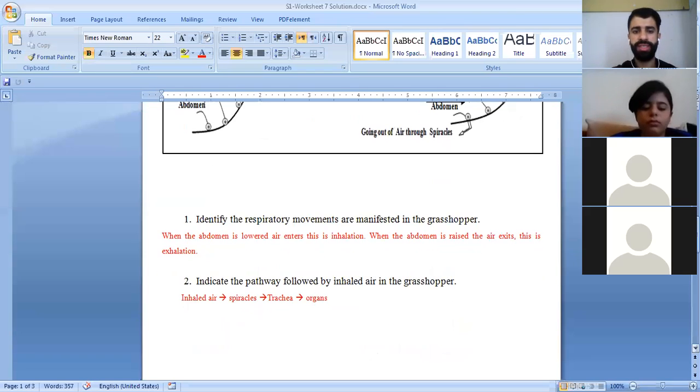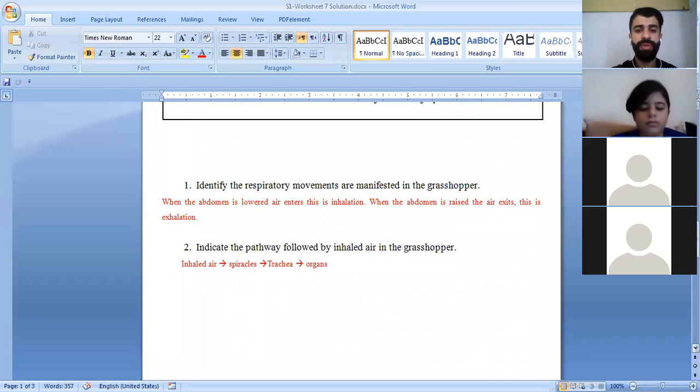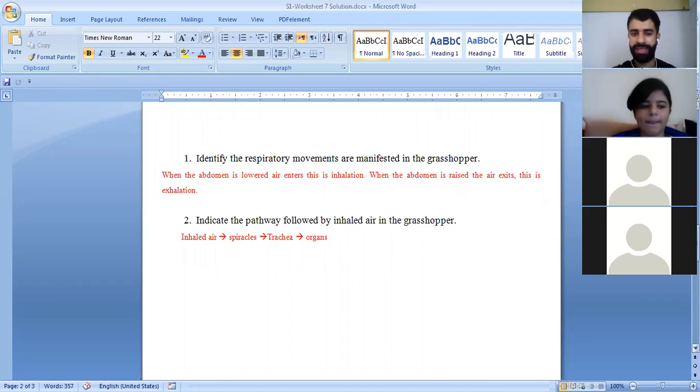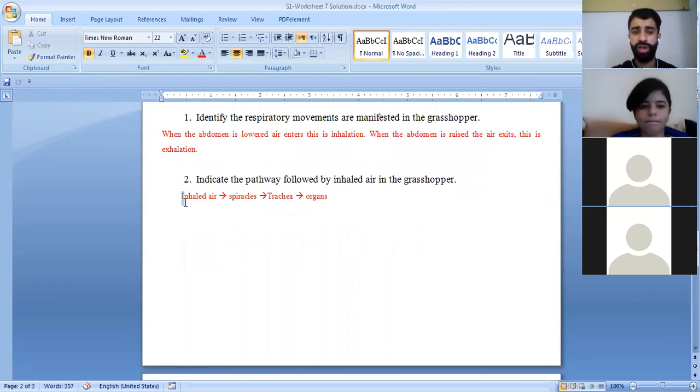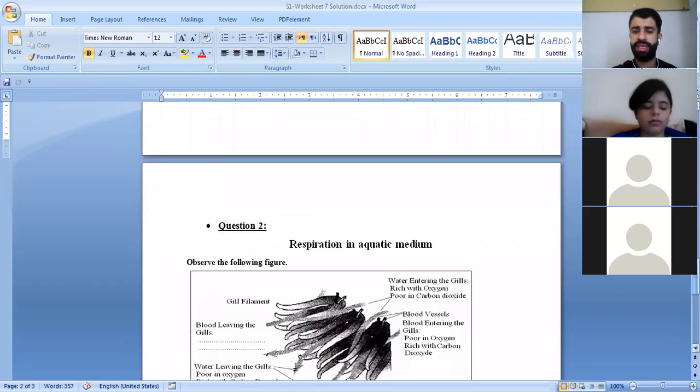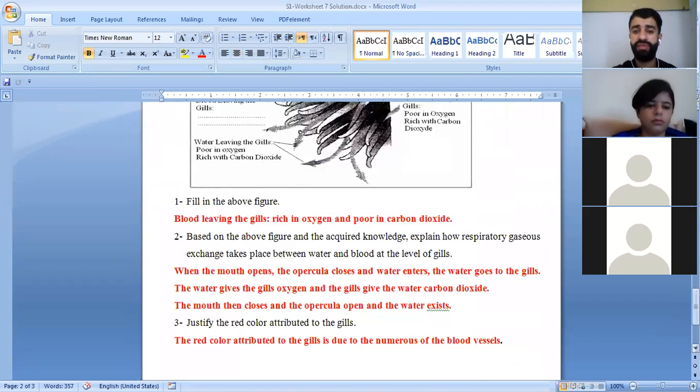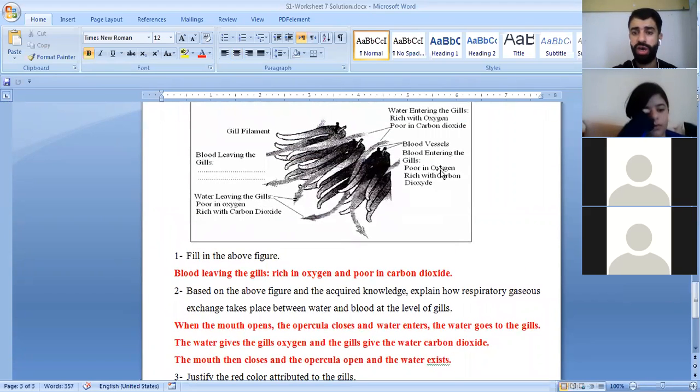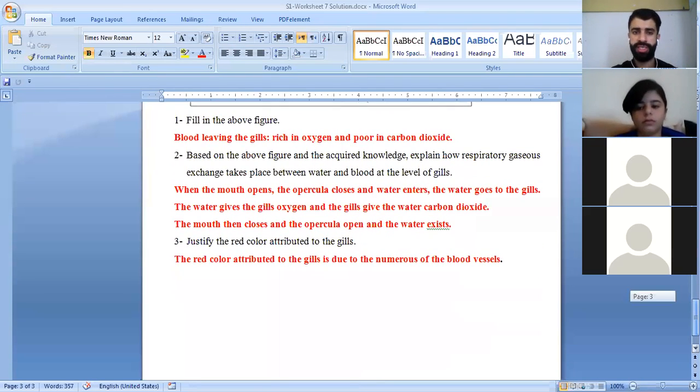So as I said, respiratory movement: when the abdomen is lowered, air enters. This is called inhalation. And when the abdomen is raised, the air exits. This is called exhalation. Pathway: inhaled air moves to the spiracles, then to the trachea, then to the different organs inside the fish. Blood entering the gills is poor in oxygen, while leaving it will be rich in oxygen. Entering it is rich in carbon dioxide, while leaving it will be poor in carbon dioxide.